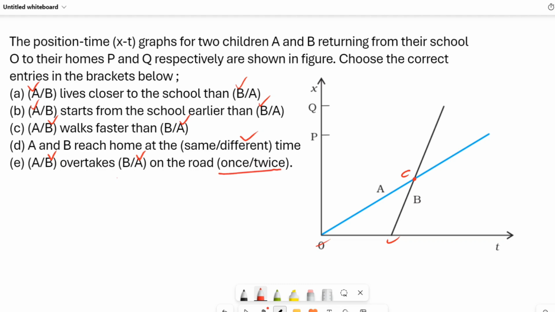And now, once or twice? Here we can see clearly that B is overtaking A at just one point. So the answer is once. So this was all about this question.